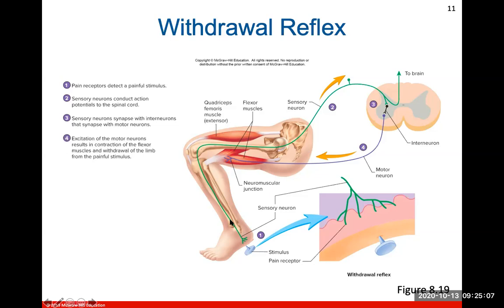It will send out a stimulus through the sensory neurons, conducting an action potential to the spinal cord. The sensory neurons will synapse with interneurons in the spinal cord that will synapse with motor neurons. And the motor neuron will be excited, and it will result in contraction of the flexor muscle and withdrawal of the limb from that painful stimulus. So this will happen immediately, and we call this the withdrawal reflex, to withdraw a limb or a muscle from some sort of pain.